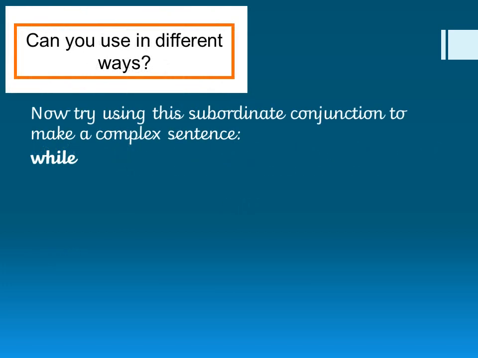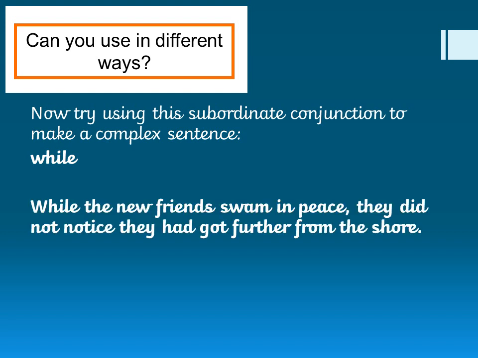Right, can we use our words in different ways, different sentence structures? Now we're going to try using a subordinate conjunction to make a complex sentence. So I'm giving you the conjunction "while". Again, I've got one to show you, but if you don't want to see mine, pause the video and have a go at writing your own. But if you would like a little hint of how you can use it: while the new friends swam in peace, they did not notice they had got further from the shore.